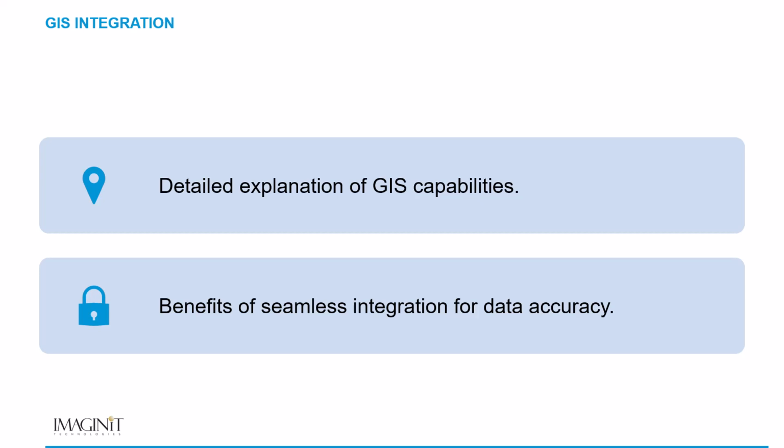The direct links between GIS and InfoWater Pro streamline the model building and updating process. Changes to the physical network are easily mirrored in the model, reducing the time and effort required for model maintenance. GIS integration enables the visualization of model results in the geographical context, making it easier for decision makers to understand the implications of various scenarios. This visual representation aids in identifying critical areas for intervention and planning infrastructure investments.